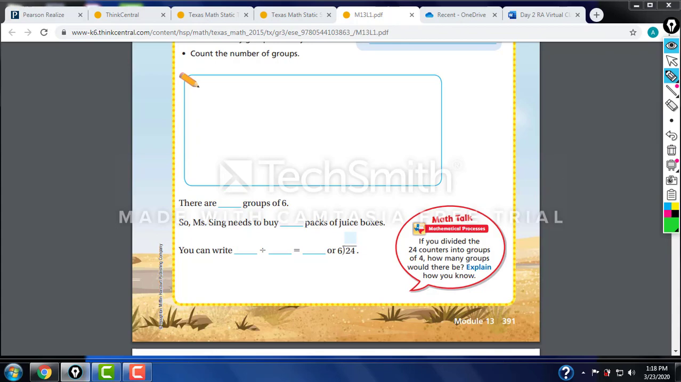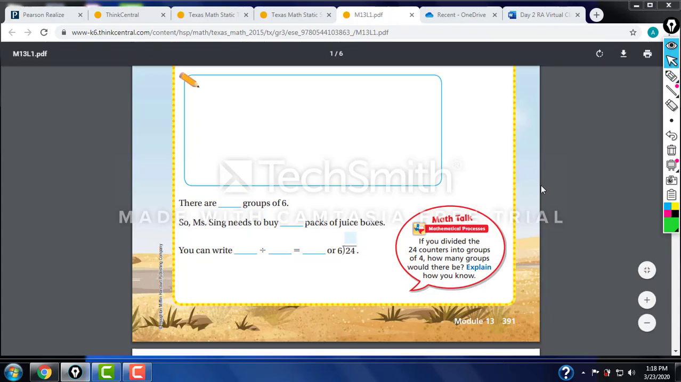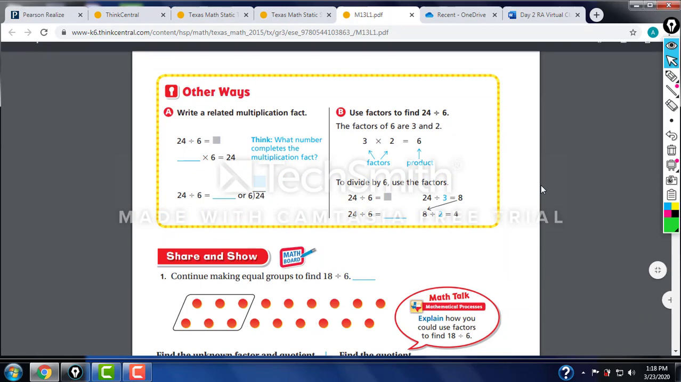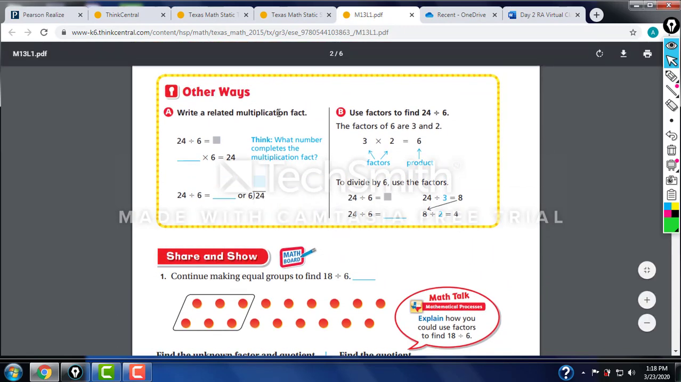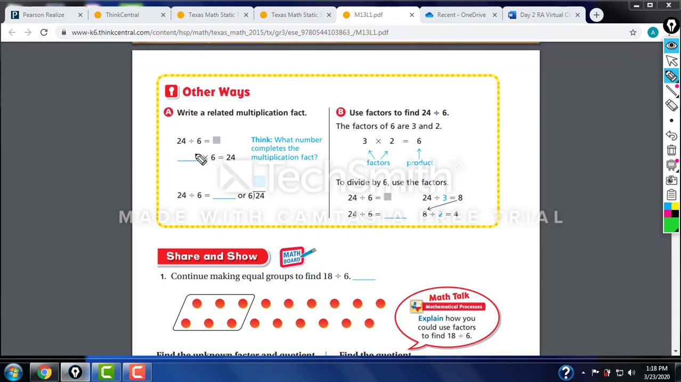So let's move on to the next section of the questions you have here. These are the other ways we can do this. And if we look at this one, it says write a related multiplication fact. So again, we're going to use this. 24 divided by 6 is the same thing as saying what? Something times 6 equals 24. And if you look at the problem that we had before, you should know that it is 4 times 6 equals 24. And again, here's another one. 24 divided by 6 equals 4. And 24 divided by 6 equals 4 also.